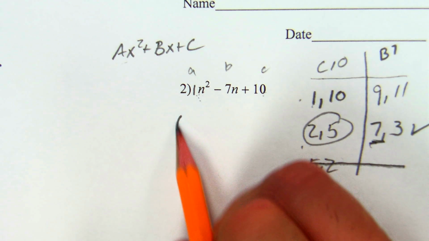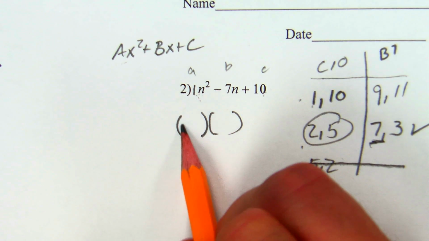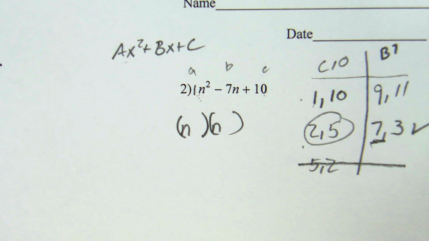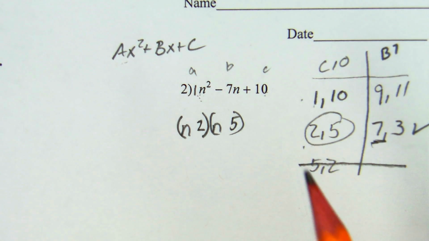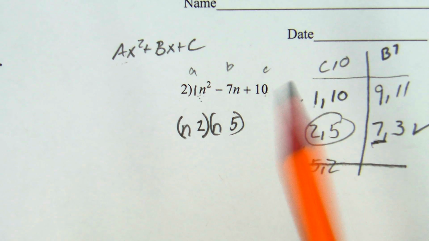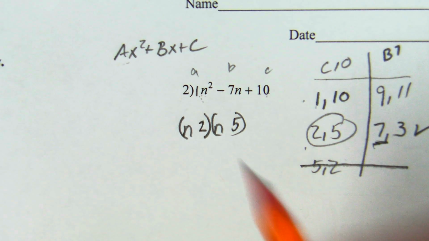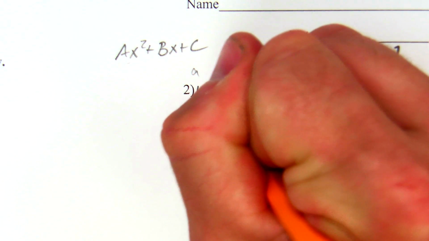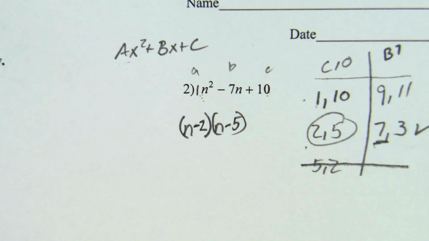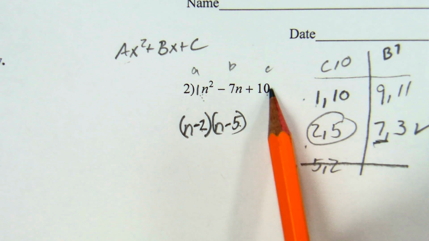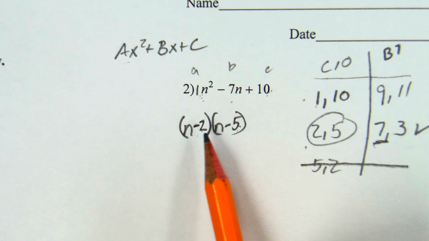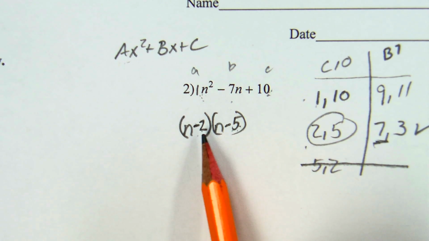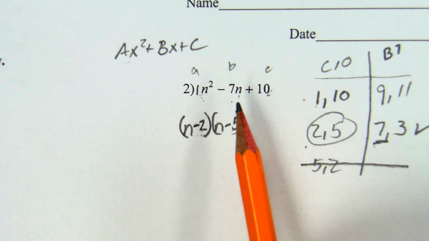So I'm going to set up 2 sets of parentheses. I'm going to put the letter that I'm working with in each one. This one's going to get a 2, this one's going to get a 5. It doesn't matter where the numbers go, but it does make a difference where the sign goes. In this case, they both need to be negative, because when you do the factoring, there are always 2 conditions that need to be met. They need to multiply together to get your c term, and they need to combine together to make the b term. So negative 2 times negative 5 is positive 10. Negative 2 minus 5 gives you negative 7.